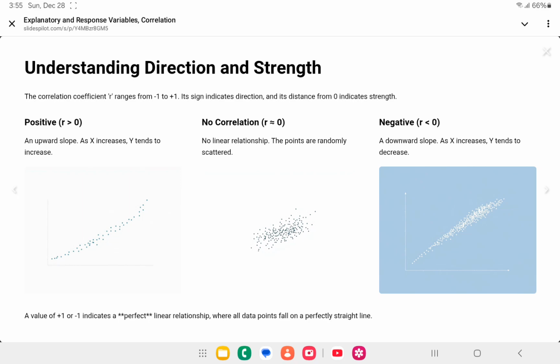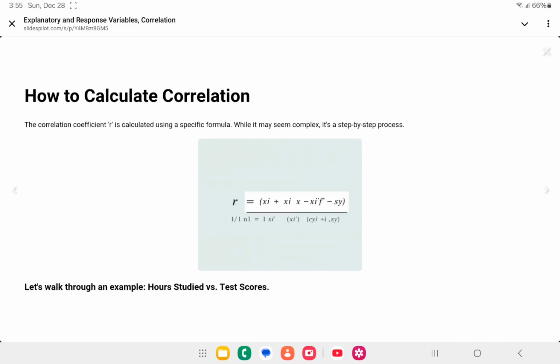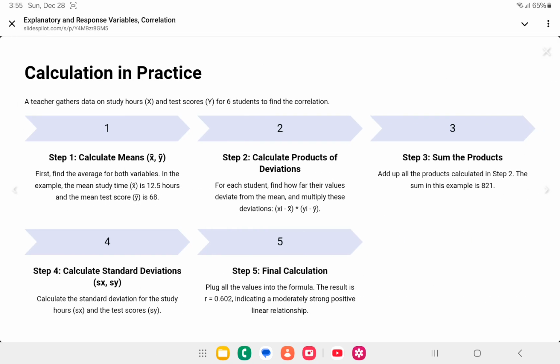So how do you calculate correlation? Correlation can be calculated using this formula. It seems like a complicated formula, but it's easier than it looks. So suppose a teacher wants to determine the correlation between the number of hours spent studying and test scores.